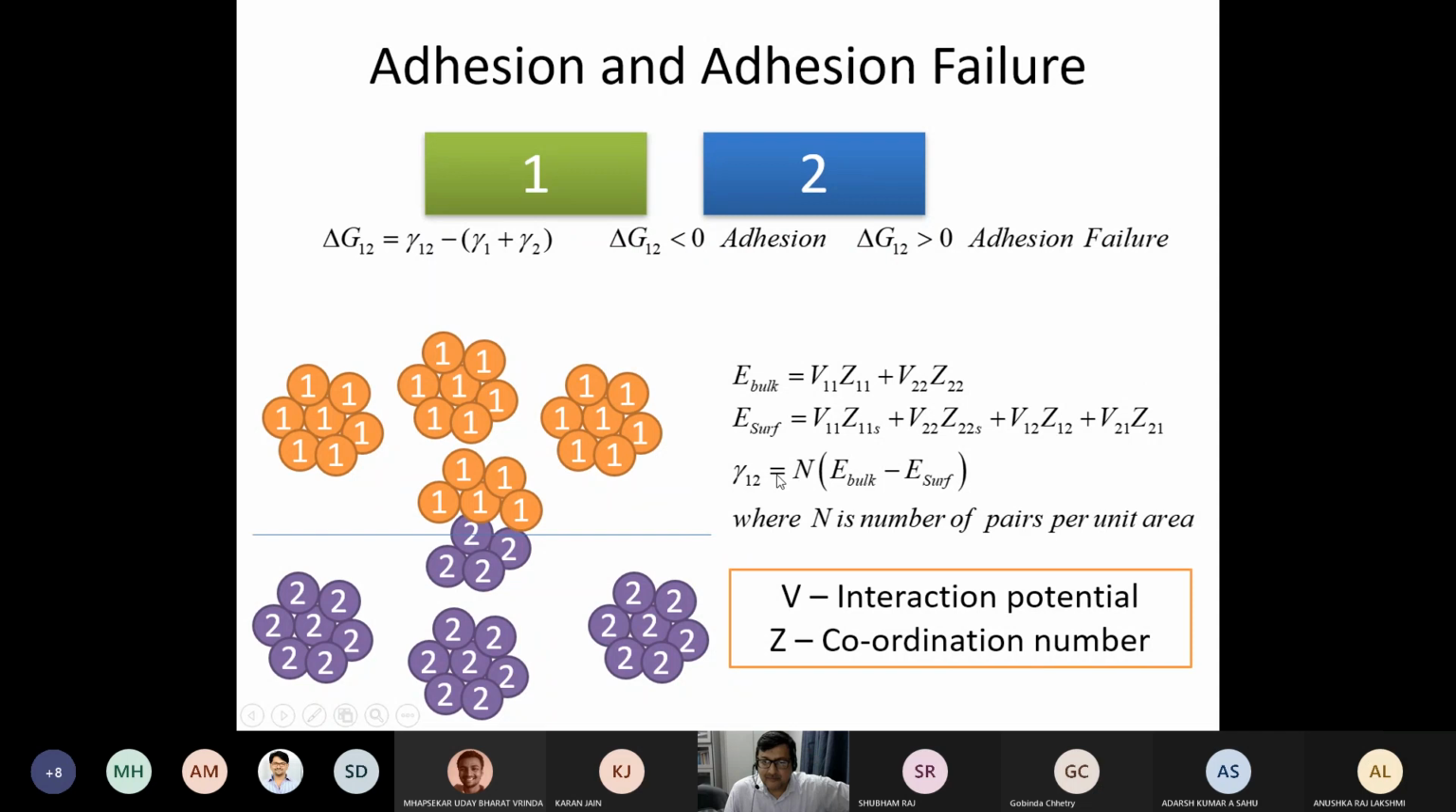So now what will be gamma 1, 2? If you take the difference between these two, N is the number of pairs per unit area. This is the additional thing that comes in, because if these two surfaces are separated, these terms are not there at all, and it is only the surface. When I bring these two towards each other, gamma 1, 2 is N times E bulk minus E surface. Why are these terms originating? Because they have now come close to each other to satisfy a part of the bonds.